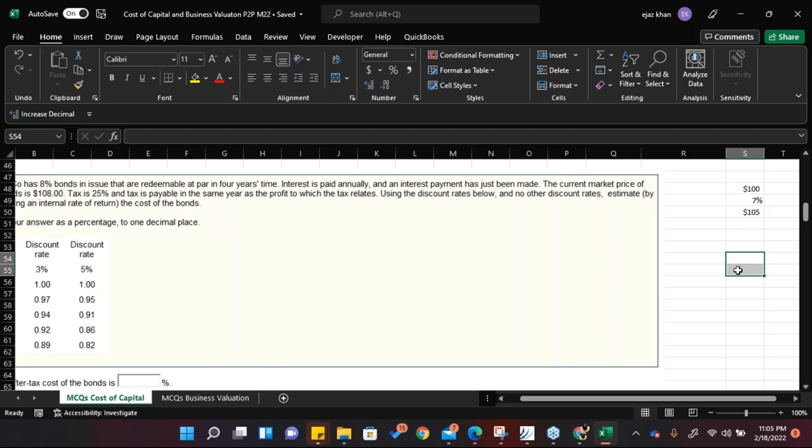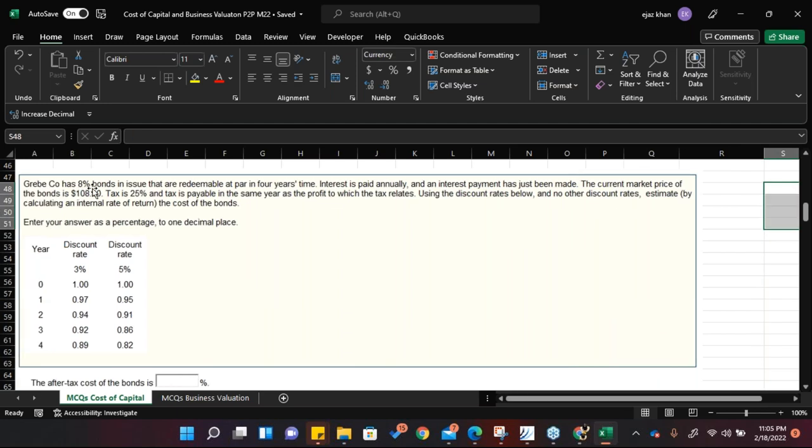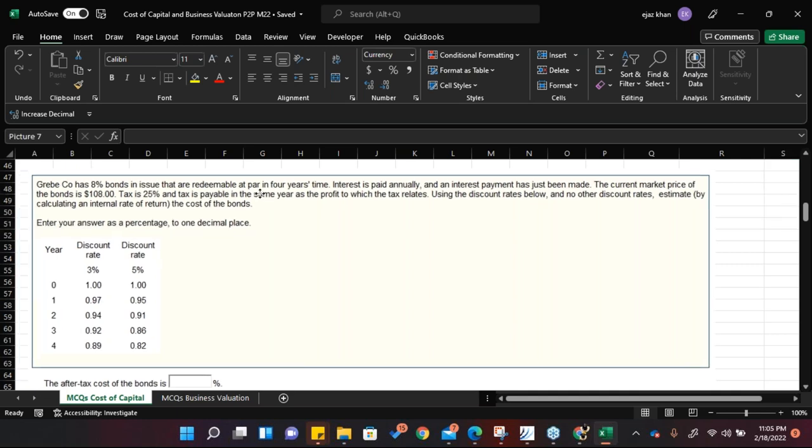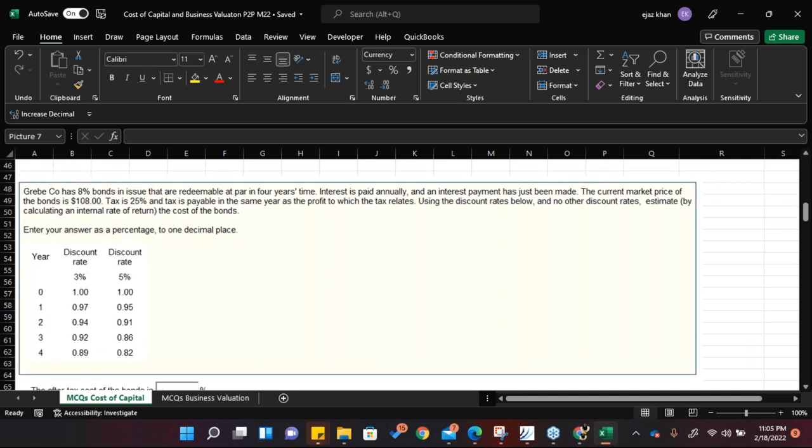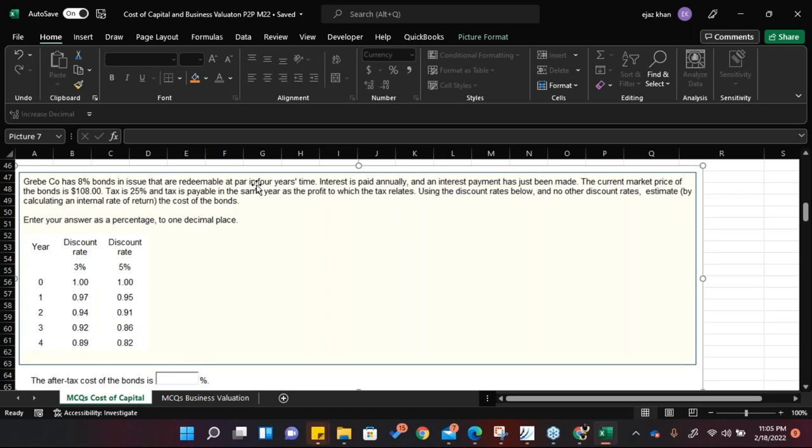So let's just look at this question. The coupon rate in this case is 8%, 8% bond. That's the coupon rate, the interest rate that we are going to pay to our investors every year. The bonds are redeemable at par in 4 years' time. So the bond will be redeemed at par, that is $100. Interest is paid annually, and an interest payment has just been made. The current market price of the bond is $108.